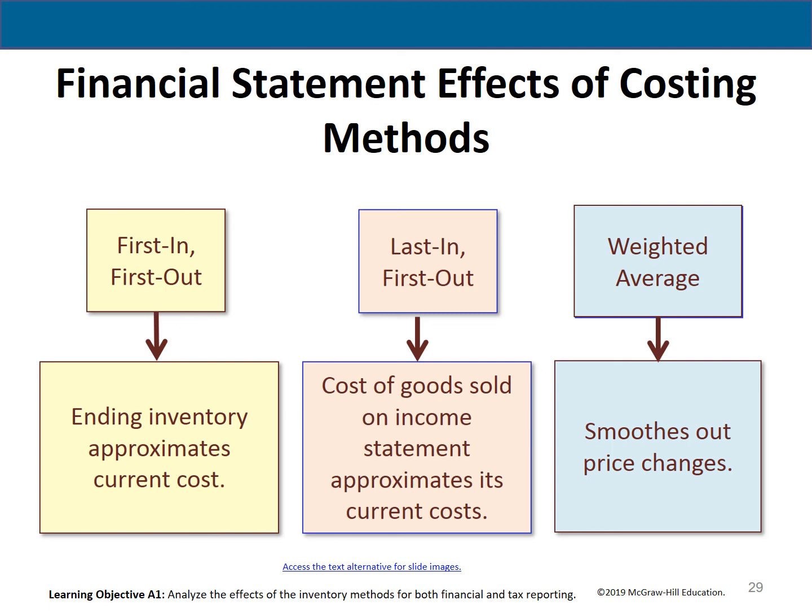Well, let's take a look at the effects. First in, first out. The good effect on financial statements is that your ending inventory, so your inventory balance that will appear on your balance sheet, is pretty current. Last in, first out, the positive thing is that your expense amount is current. Remember, last in, first out, you're removing current costs. So your expense is current costs. Weighted average is an average, right? It's in between. It smooths out price changes.